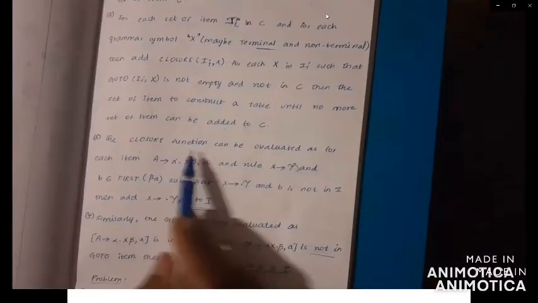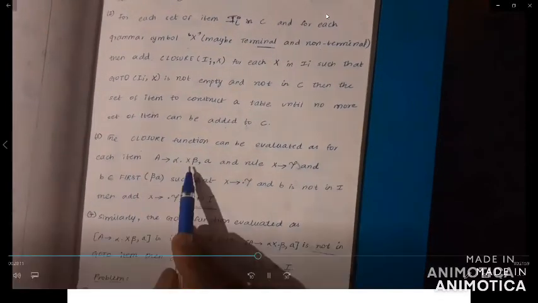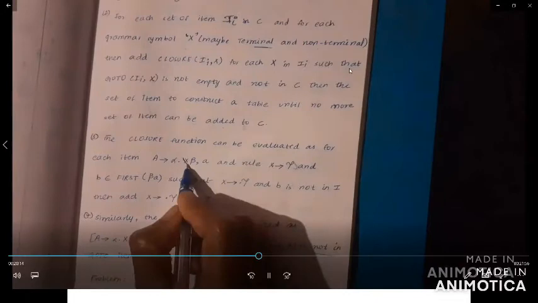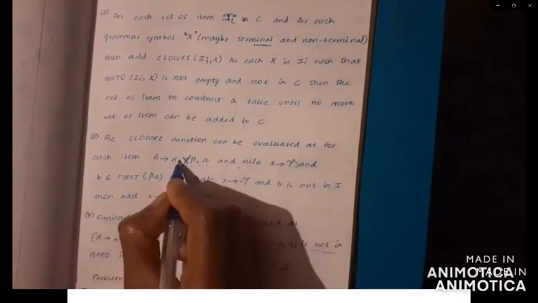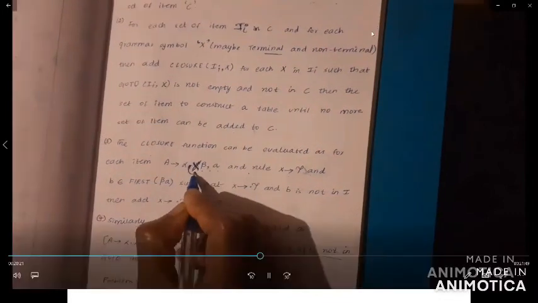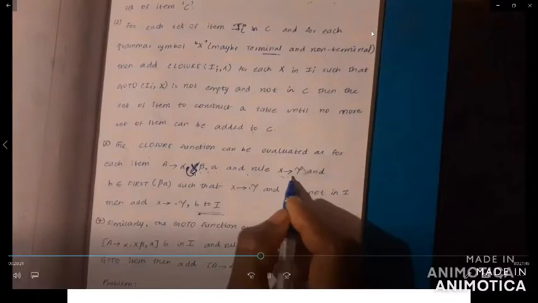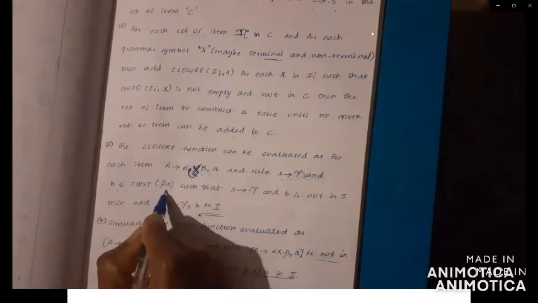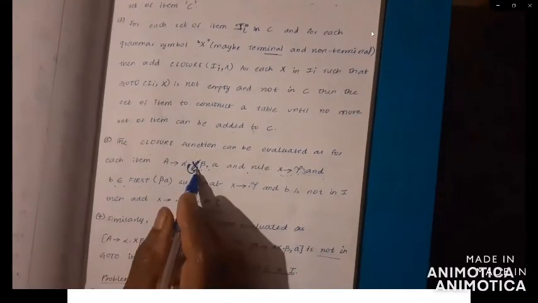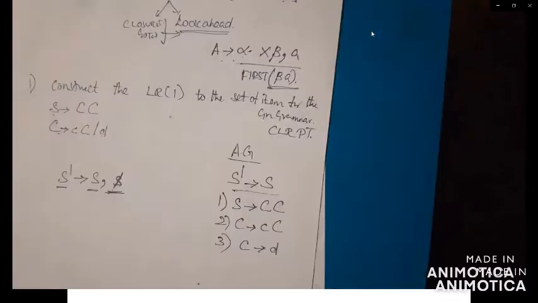So here the rule: the closure function can be evaluated as, for each item A tends to alpha dot capital X beta, gamma, A, and the rule X tends to dot gamma. So the dot's immediate right side is a non-terminal, so you have to write for the X production, that is X tends to dot gamma, correct? And B belongs to first of beta A. So based on the production you have to create the look ahead symbol. So how to check? Here you can check.